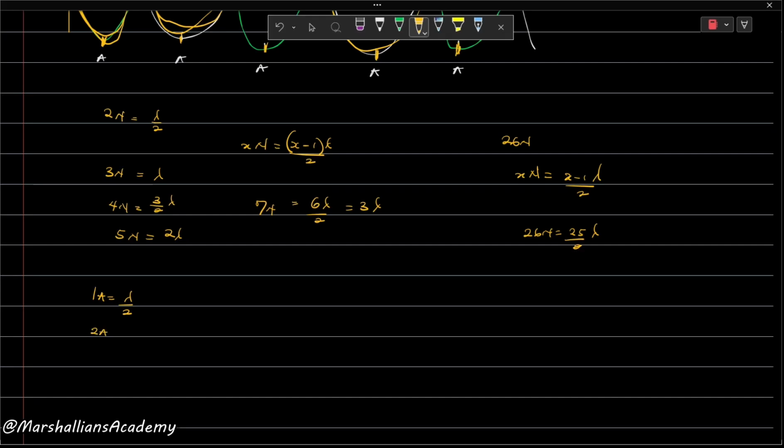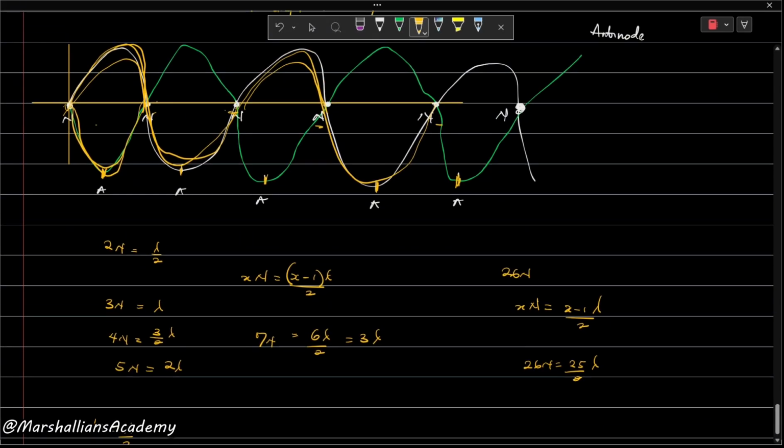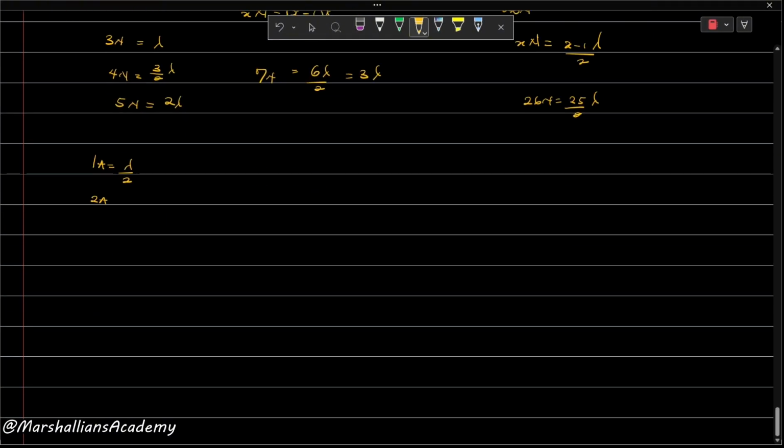2 antinodes. How many wavelengths do we have? Antinode 1, antinode 2. So we have 1 complete wavelength. See the wavelength. Are you seeing it? This is 1 complete wavelength. That's lambda.